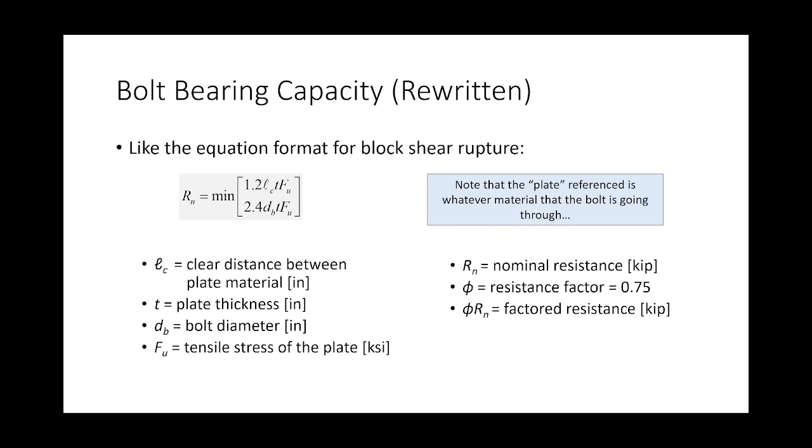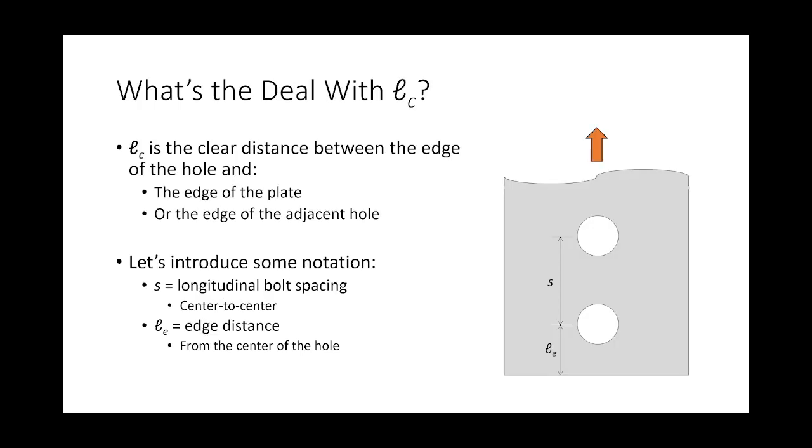LC is what's called the clear distance, the clear length between plate materials. So let me show you what that means. What is the deal with LC? LC is the distance between the edge of the hole and either the edge of the plate or the edge of the next adjacent hole. So I've got here a plate that's being yanked in tension, and so I'm going to use some notation. I'm going to say that S is the bolt spacing. I'm going to call this term LE the edge distance. LE is the distance from the center of the hole to the edge of the plate.